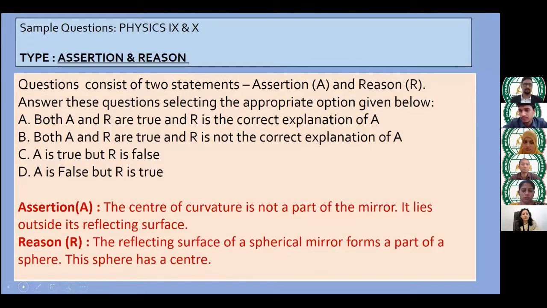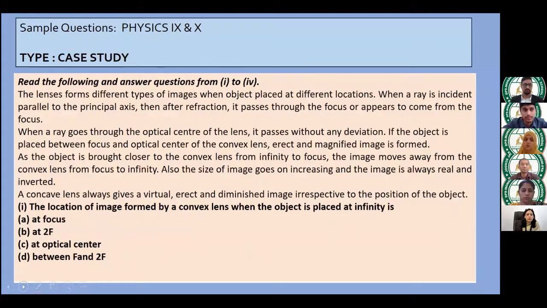appropriate option. And the third type is case study. So a case or a paragraph will be given, a story, something, and students have to read it carefully and answer the 4 questions which are based on the passage given. So these are the 3 types of questions that can be asked during the first term and second term exam.